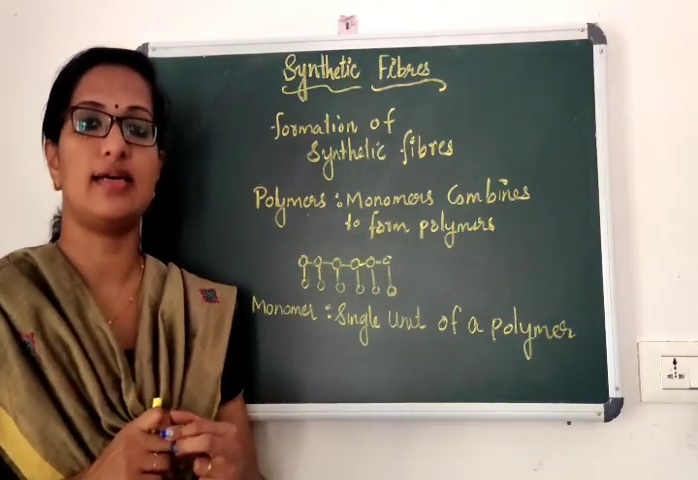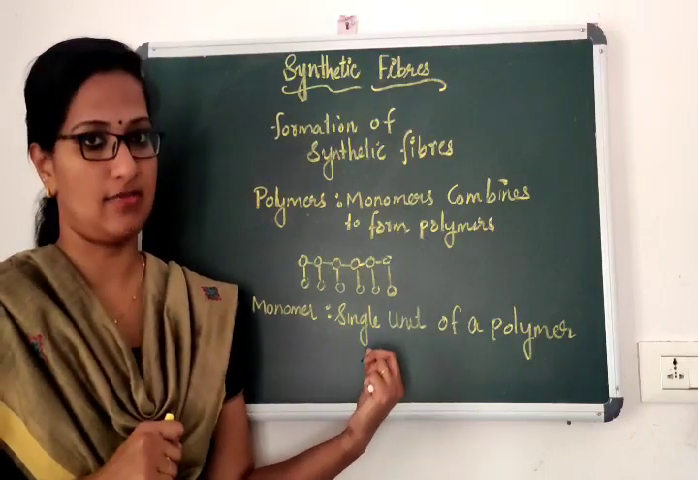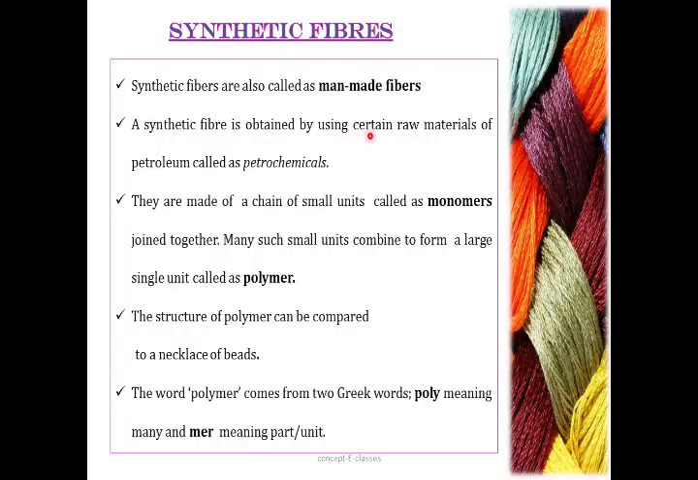Now let's study the different types of synthetic fibers. Synthetic fiber is also called man-made fiber, and note the point, a synthetic fiber is obtained by using certain raw materials of petroleum called petrochemicals. And they are made of chains of small units called monomers. This thing we have discussed now. Okay, and monomers joined together are called polymer.